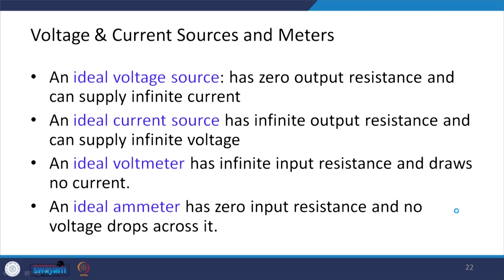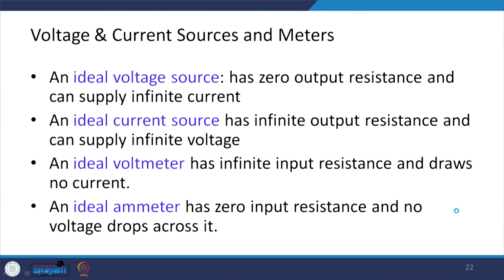Now, we come across voltage and current sources and meters in mechatronic systems. Okay. So, it is very important for us to understand some of the basics of these voltage and current sources and voltage meter and current meter. Okay. So, an ideal voltage source has 0 output resistance and it can supply infinite current. Okay. Similarly, an ideal current source has infinite output resistance and can supply infinite voltage. These are assumptions basically. Okay.